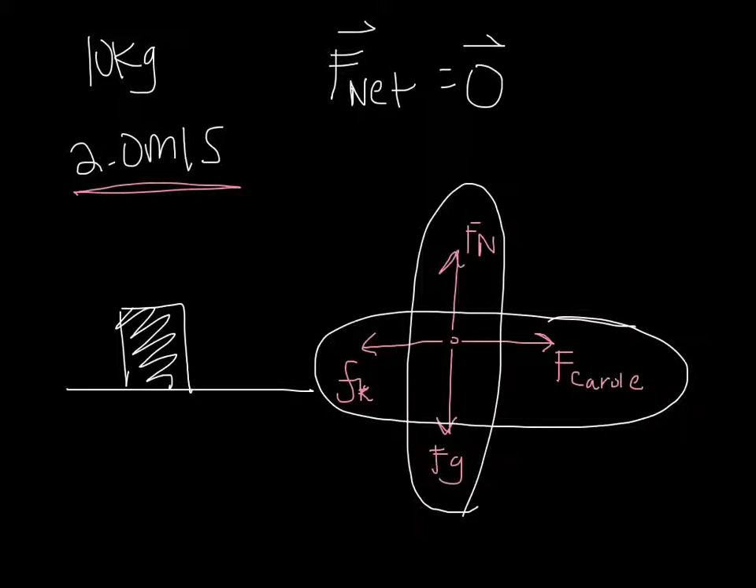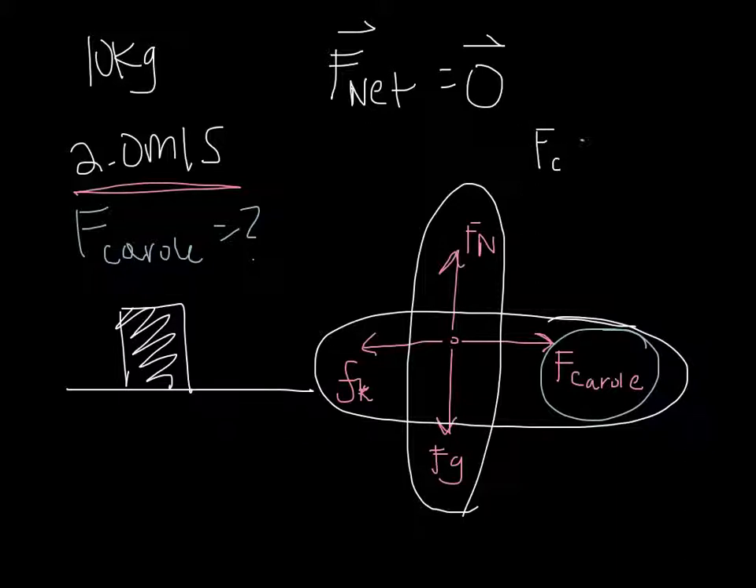So we can actually determine how much force Carol exerts on the box. Remember, that's what we're trying to do in this problem. We're trying to find the force of Carol by setting up an equation. So we know that the force that Carol exerts is equal to this kinetic friction force, and the kinetic friction force is equal to the coefficient of kinetic friction, mu, times the normal force.